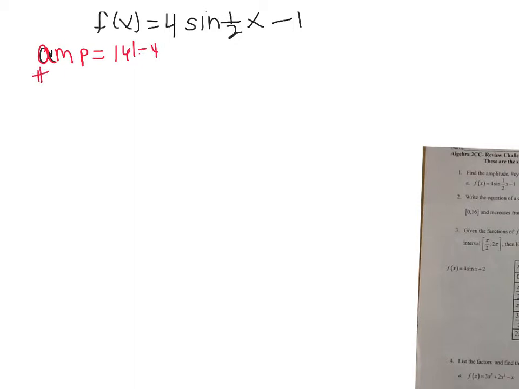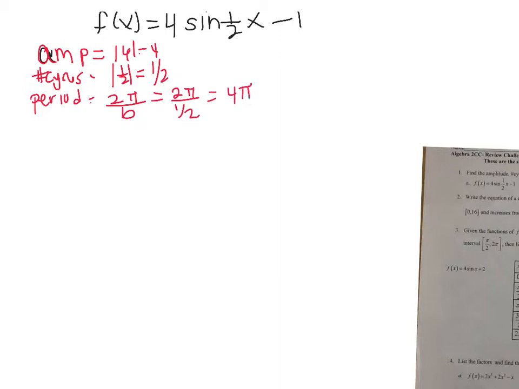The number of cycles is the absolute value of 1/2, which is equal to 1/2. Now remember, the amplitude is how high and how low it goes from the midline, and the number of cycles is how much of the curve you see in a 2 pi interval. So we have the period is 2 pi over b, 2 pi over 1/2, which is 4 pi. And what period means is when you will see one complete cycle.